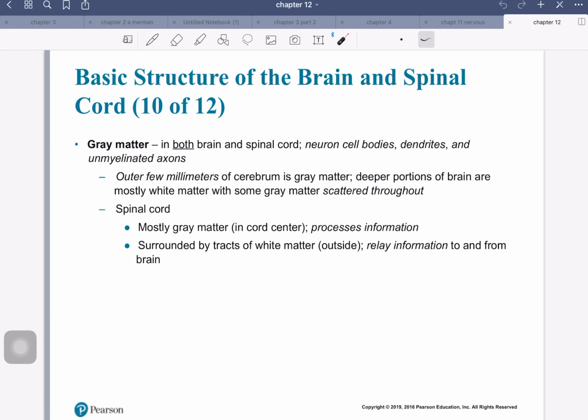Now, gray matter is both in the brain and spinal cord, and these are neuronal cell bodies. These are where dendrites are and unmyelinated axons. So where do we tend to find this? We find that the outer few millimeters of the cerebrum is gray matter, and the deeper portions are mostly white matter with some gray matter scattered throughout, and we'll come back to that concept. The spinal cord is mostly gray matter in the cord center and processes information. The surrounding tracts are white matter on the outside and relay information to and from.